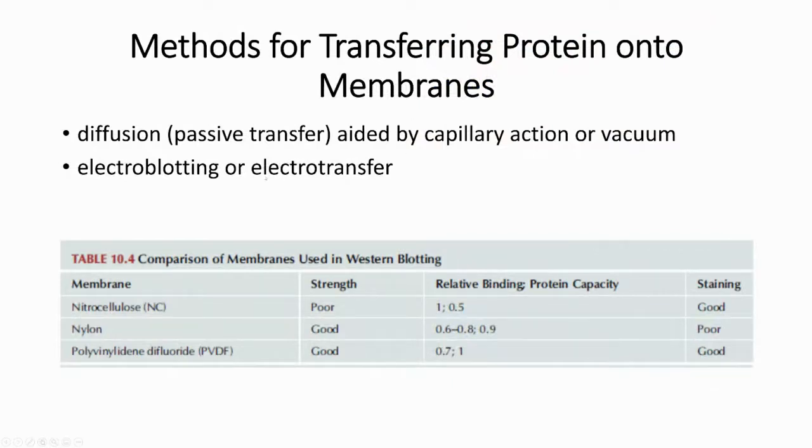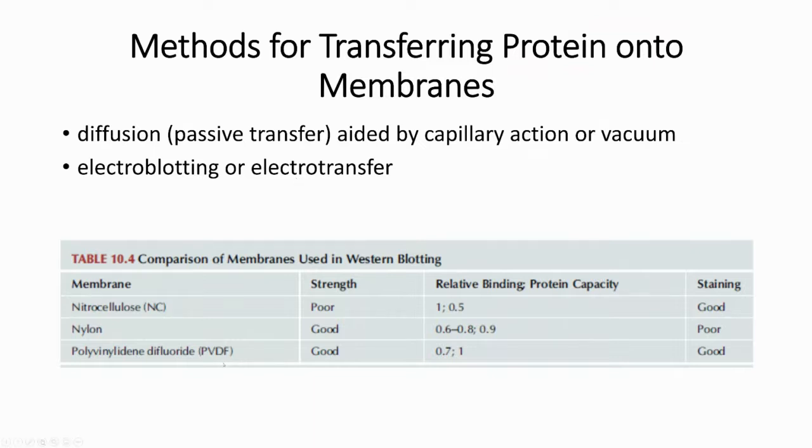And then the membrane, for transferring protein to the membrane, you can have diffusion through capillary action, which is slower and not efficient. And you can also do electroblotting or electrotransfer, using electricity to move the protein from the gel to the membrane.